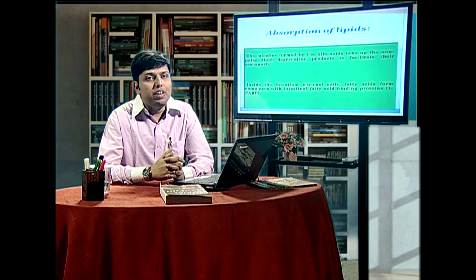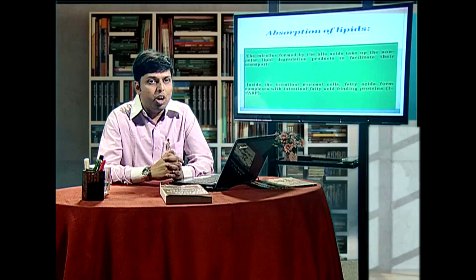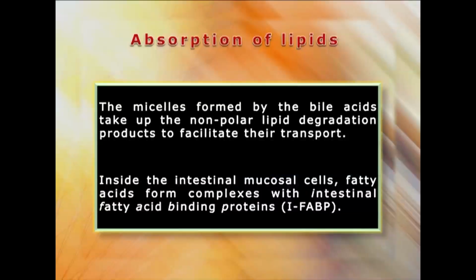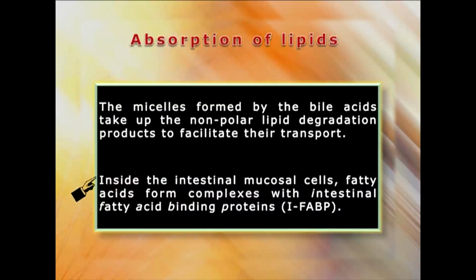After the digestion of lipids is completed, the digested products have to be absorbed for better metabolic benefits. The lipid digested products are taken up by the micelles in order to facilitate their transport. Also, inside the intestinal lumen, the fatty acids are complexed with a cytoplasmic protein called the intestinal fatty acid binding protein that helps it to be more water soluble and also protects the tissues from their detergent-like activities.